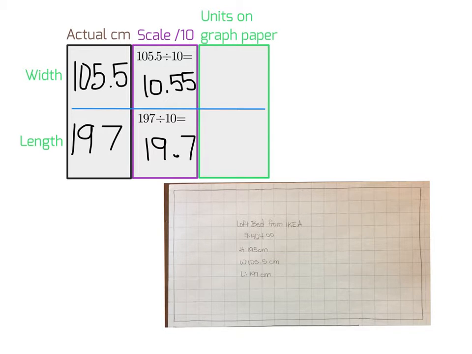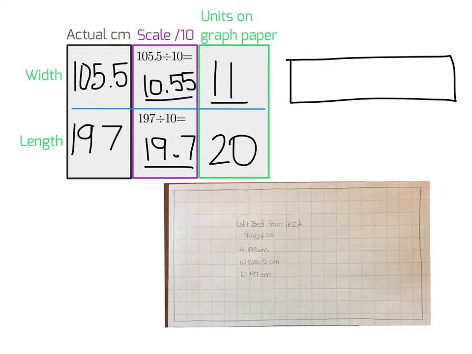This is 10.5. This is 19.7. I'm going to kind of round off to make it close as can be. I'm going to be close to 11 and 20 units when I draw on my graph paper. Each square is going to be one of these units. So when I have several squares, those aren't even, but pretend they are.